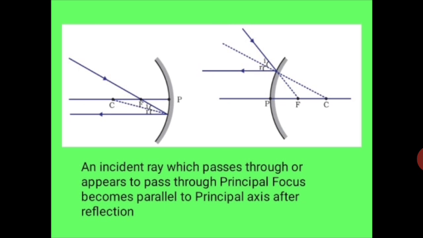The first ray coming parallel to the principal axis after reflection passes through focus. The second, the light ray coming along the center of curvature will retrace its path. Number 3, any light ray falling on the pole obliquely will move in such a way that angle I is equal to angle R. And the 4th, light ray coming along the principal focus will become parallel to the principal axis.